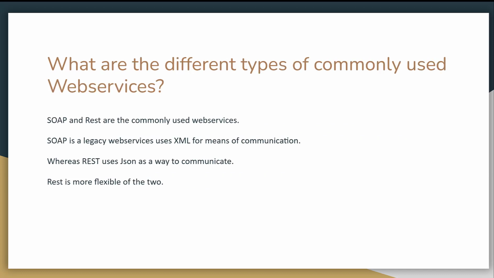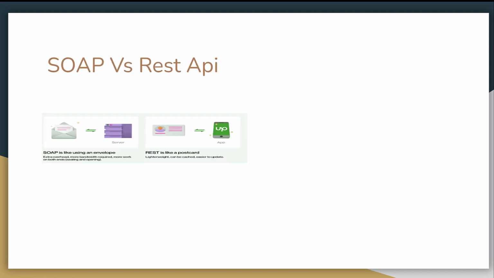So what are the different types of commonly used web services? We have SOAP and REST as the commonly used web services. SOAP is there from legacy and it uses XML as a means of communication, whereas REST is the more recent one, is more flexible and uses JSON as a way to communicate. JSON, as we know, is like key value pairs. It's the more flexible of the two.